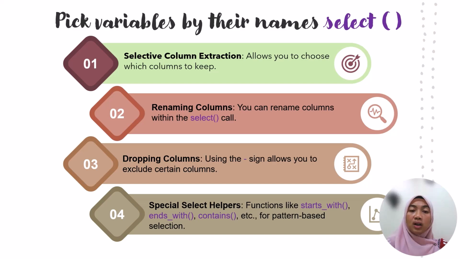There are four key features in the select function. The first is selective column extraction, which allows you to choose which columns to keep. The second is renaming columns, where you can rename your columns within the select function call. The third is dropping columns, where you can use the minus sign to exclude certain columns.